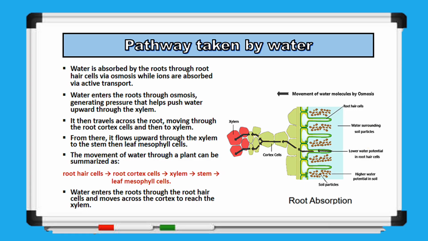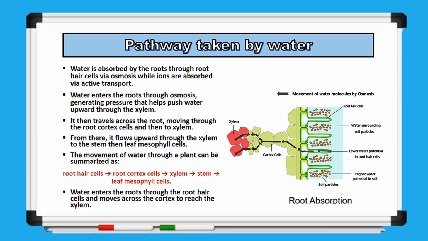Now, looking at the diagram, this shows the process of root absorption and the movement of water molecules by osmosis. Starting with the soil particles and water, you can see the soil particles surrounded by water, which indicates a higher water potential in the soil. Next, the root hair cells extend out into the soil, increasing surface area for water uptake.